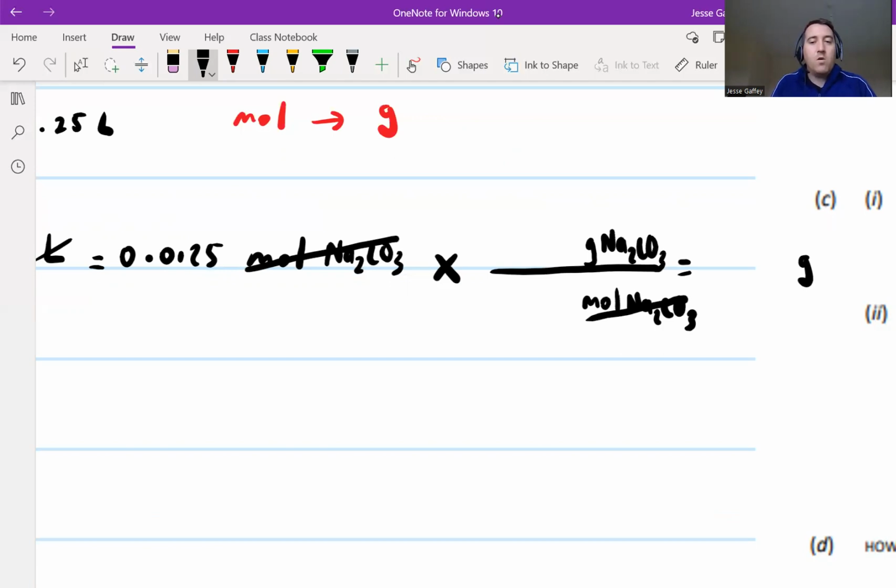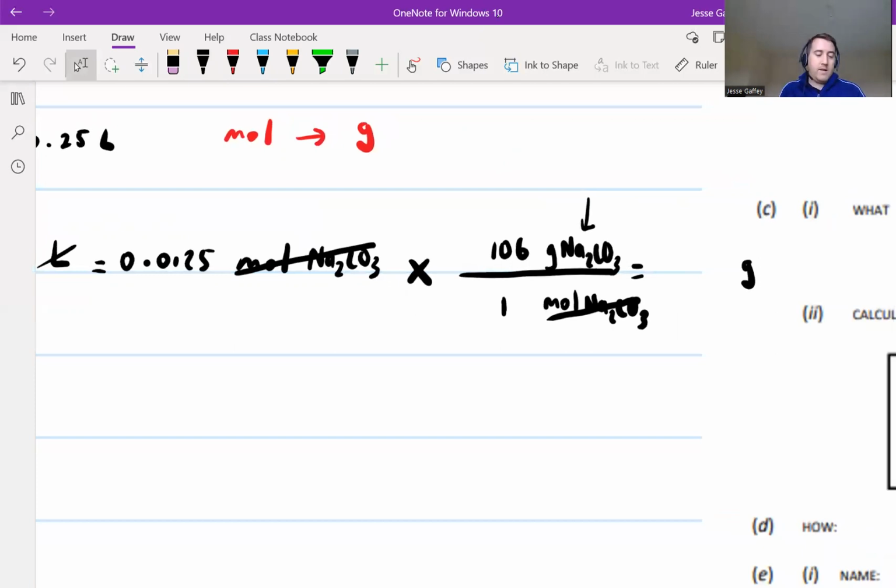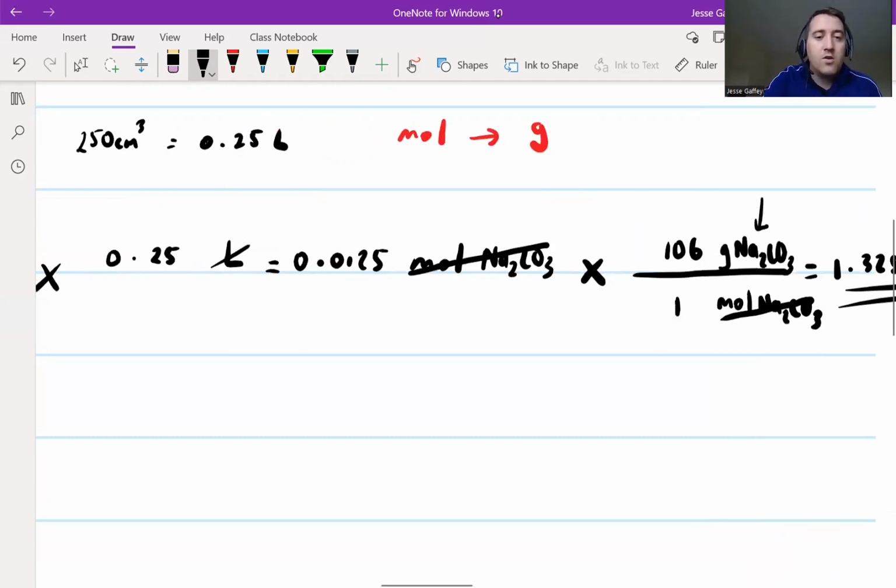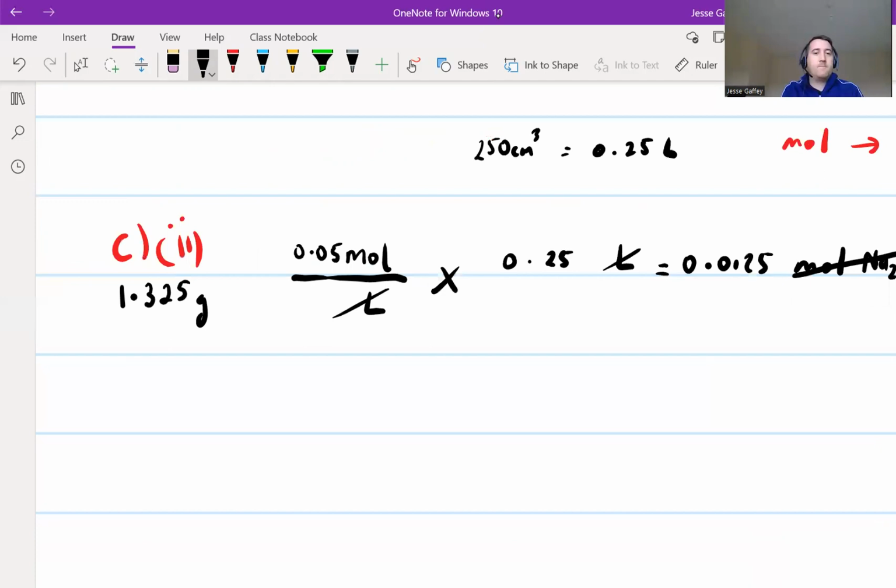The relationship between moles and grams here is that for every 1 mole of this substance, we have the mass in grams of that substance. And we were told earlier on in the calculation that the molar mass was 106 grams here. So now that we've got that done, let's go ahead and do that calculation. The answer that I'm getting is 1.325 grams. So this is the quantity of Na2CO3 that we would have to make up to prepare a 0.05 molar solution of 0.25 liters. So that there is correct. Well done.